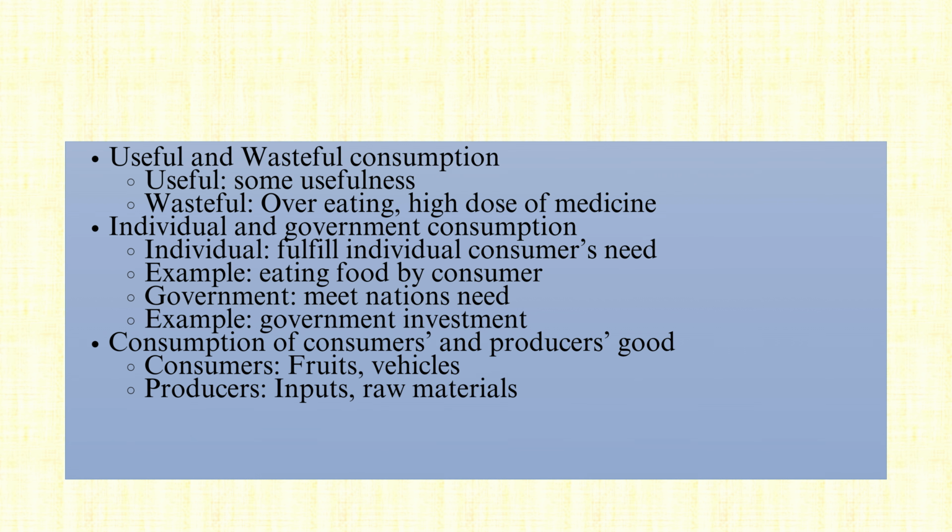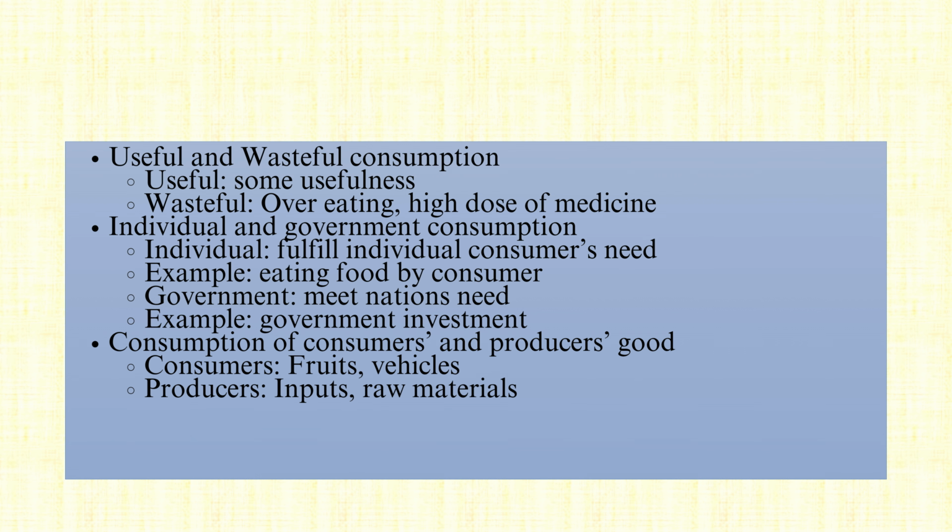Finally, there's the consumption of consumers' goods and producers' goods. Consumers' goods are those that are directly used by consumers, like fruits, vegetables, and vehicles. Producers' goods are used in the production process, like inputs, seeds, fertilizers, and raw materials, wood, metal.